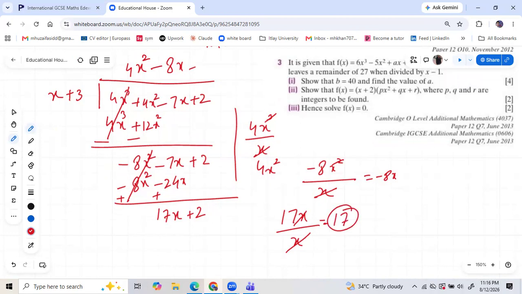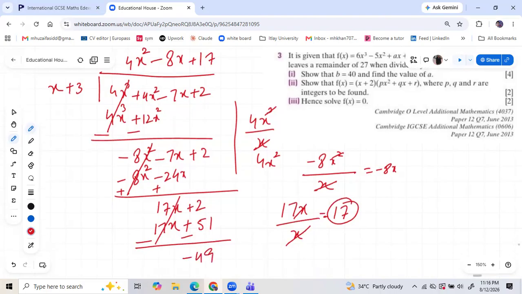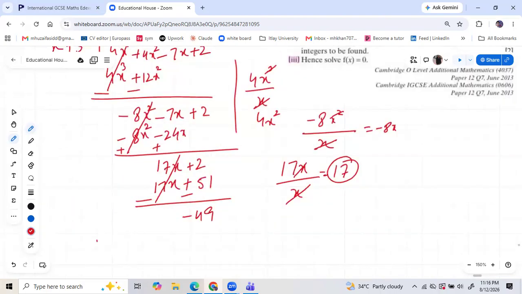This is the plus of 17. So we are multiplying this one. This is your 17 of x, and plus 17 multiplied by 3. It gives us the 51. So this is your minus, this is your minus, this is cancel out. So from here, this is your minus 49. Okay. So our remainder is what? Minus 49. This is your remainder.